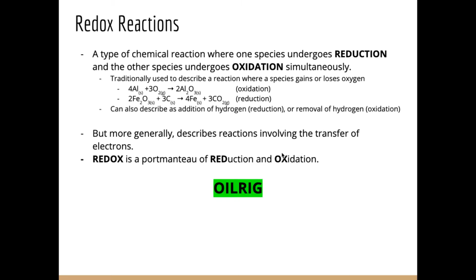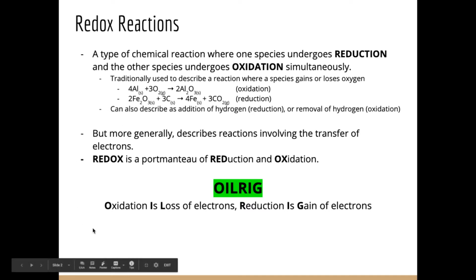And there is a useful acronym, OIL RIG. We like an acronym every now and then. You can remember easily what is happening for the transfer of electrons because oxidation is the loss of electrons, reduction is the gain of electrons. And this forms the acronym OIL RIG that we can easily remember. Oxidation is loss, reduction is gain.